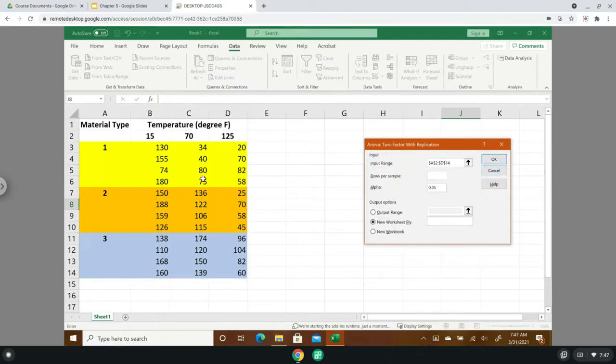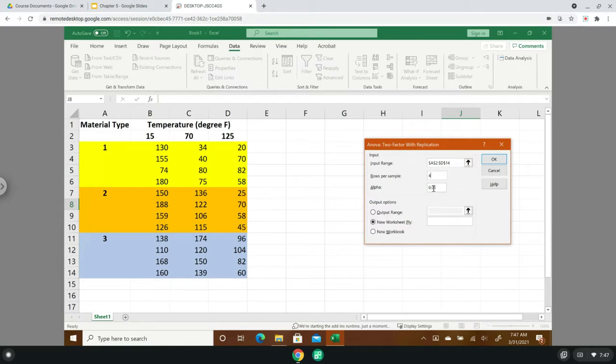Rows per sample, how many rows do we have per sample? One, two, three, four. I have color coded them in different colors just to make it easy to understand. So there are four rows per sample. Now the alpha value is 0.05 or 5%.